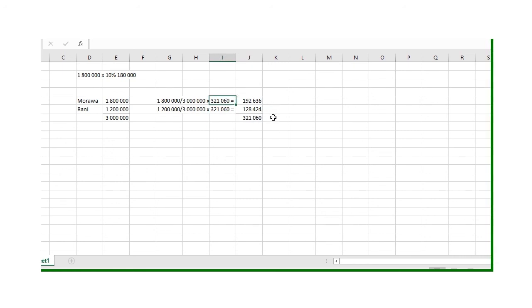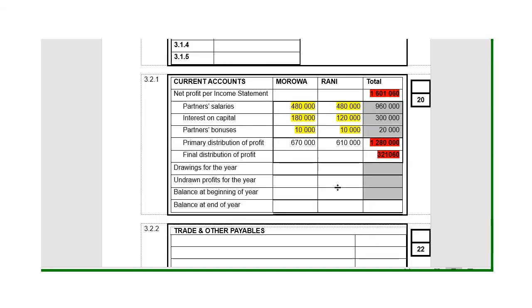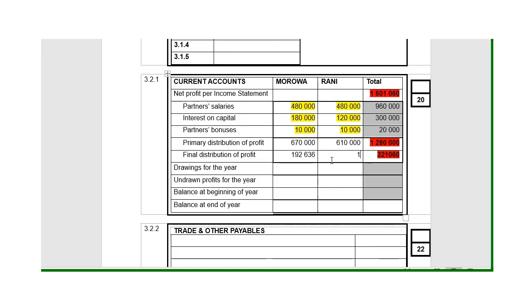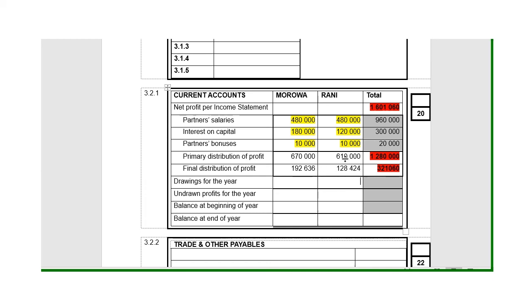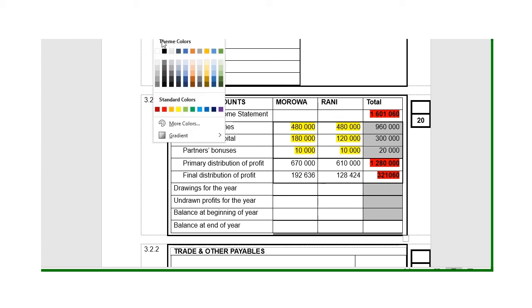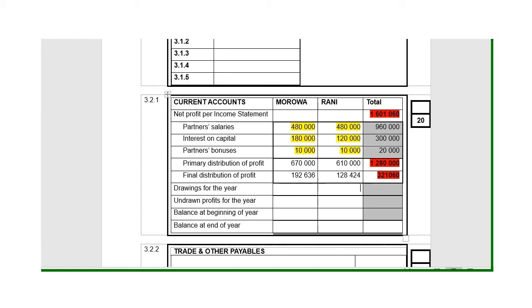I can now just put it in. So Morawa is getting 192,636. And Rani is getting 128,424. Good. Now I've got to be careful. It now becomes a bit more complicated to put totals in.